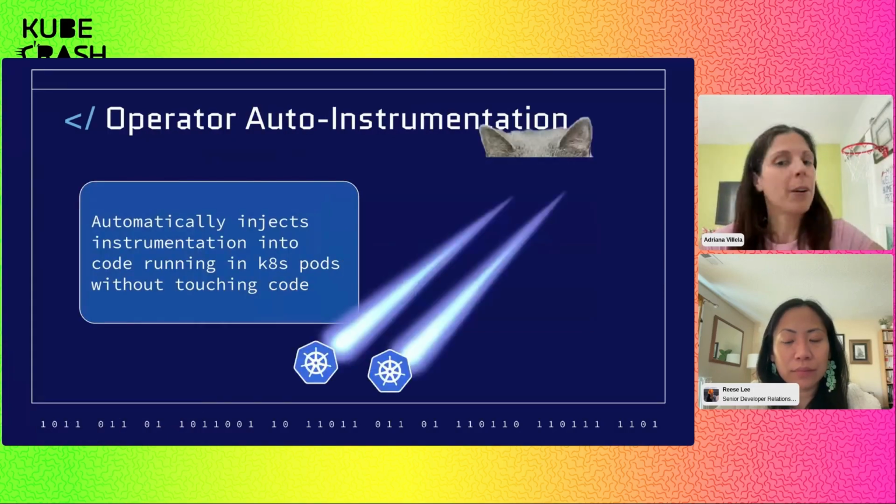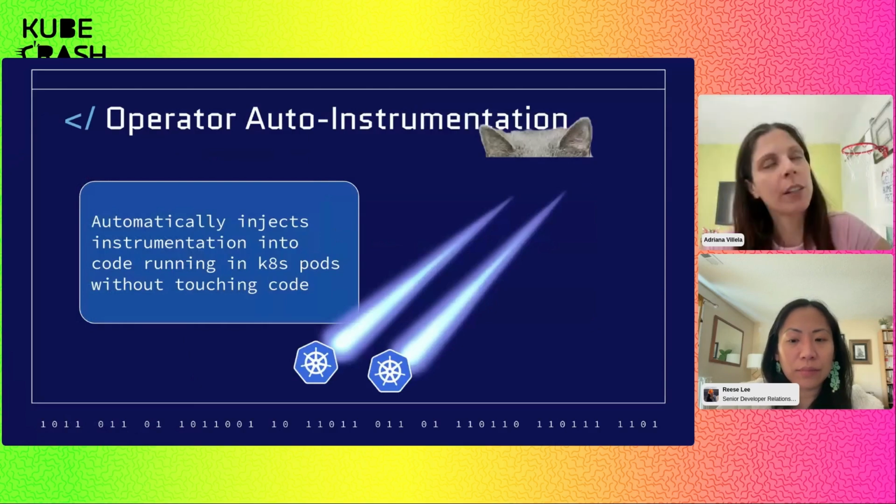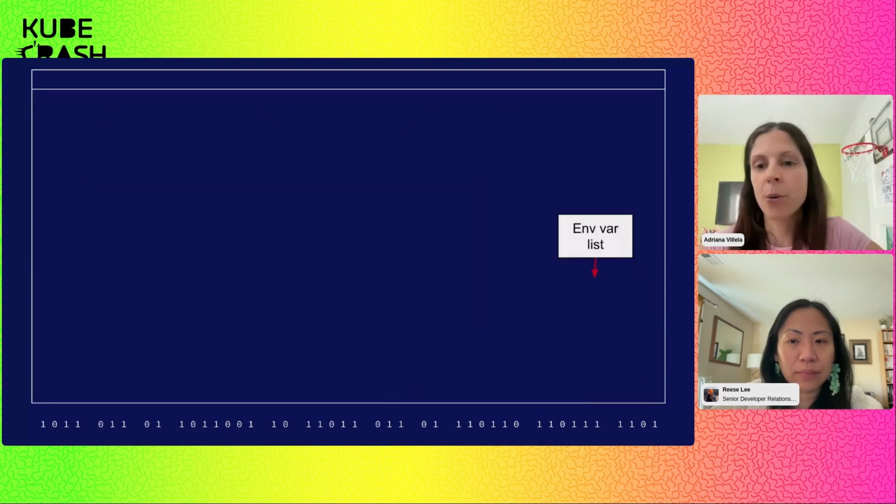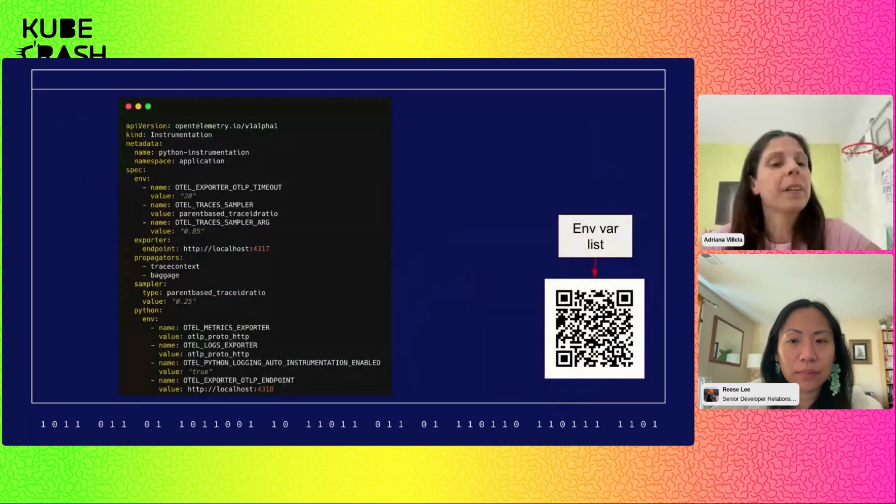Now, the OTel operator, as we saw with the collector, which had its own custom resource, has a special custom resource for instrumentation, aptly called Instrumentation, which is used to automatically inject instrumentation into Kubernetes pods without touching the application code, which is an extremely useful way to instrument your code quickly with OpenTelemetry. Now, here is a sample instrumentation resource definition for a Python app. I'm a big fan of Python.